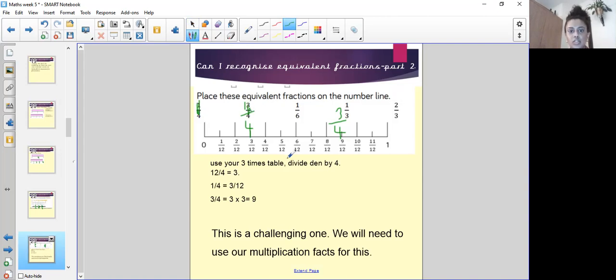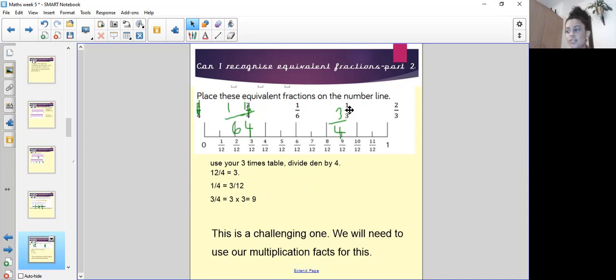Now 1/6. Where would we put that to show it's an equivalent fraction? Now, what do you need to times 6 by to get to 12? So you times 6 by 2 to get to 12, and you would times 1 by 2. So what you do to the bottom, you must do to the top. So that would be the same. So you would now put 1/6, which is the same as 2/12. So here I'm going to move it over here.